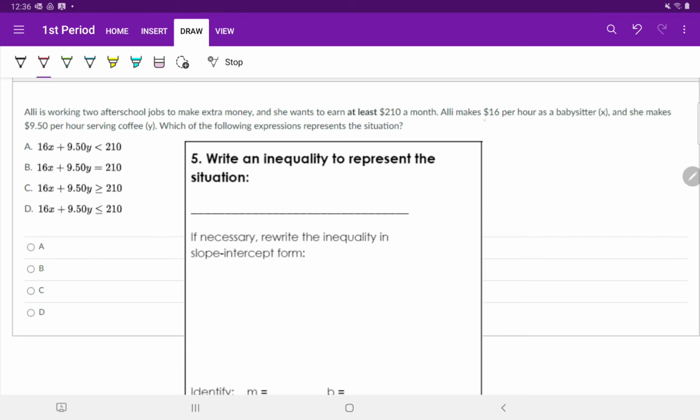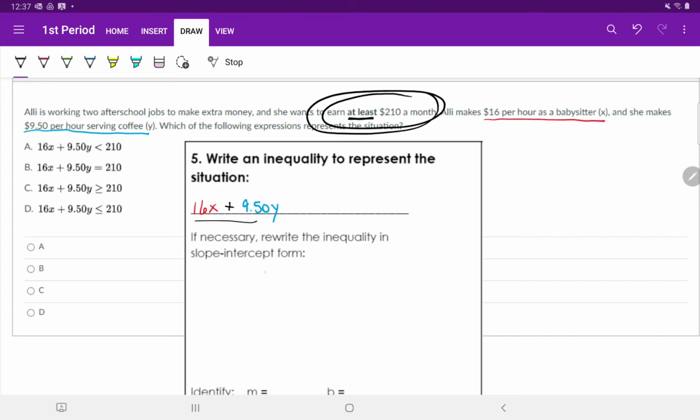Well, if she makes $16 per hour as a babysitter, that would be 16 times X. And then if she makes $9.50 an hour serving coffee, that would be 9.50Y. And when we add her two wages together, we want that to be at least $210 a month. It's this phrase here that I even bolded for you so it stands out, that really we have to think about. What does it mean to make at least $210 a month? That means her wages need to be greater than or equal to 210.